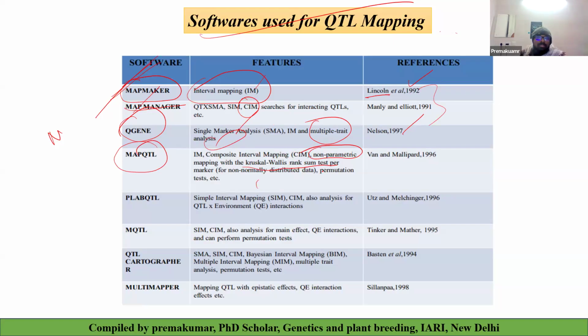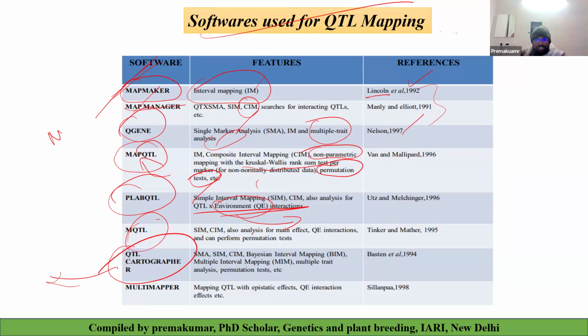Nowadays everyone uses the permutation test to map a particular QTL. Again, PLABQTL came. It can include environmental effect as a covariate and detect environmental interaction. Then MQTL came. QTL Cartographer is mostly used, and still people use it nowadays. Based on the permutation test, you can identify QTL, use multiple interval mapping, use Bayesian models, or use single marker analysis in this software.